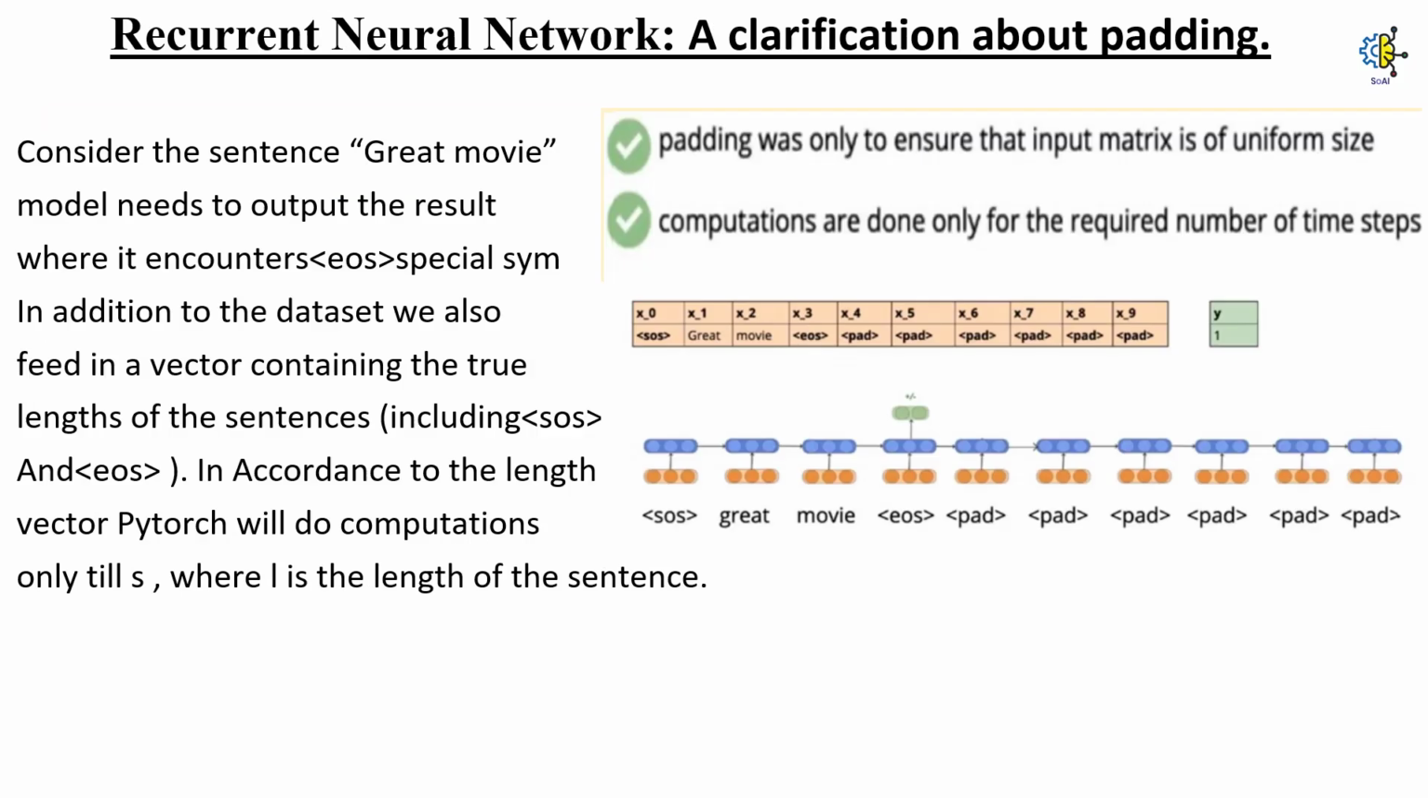A clarification about padding. Padding was only to ensure that the input matrix is of uniform size. Computations are done only for the required number of time steps. Consider the sentence "Great movie." Model needs to output the result where it encounters EOS, a special symbol. In addition to the dataset, we also feed in a vector containing the true lengths of the sentences, including SOS and EOS. In accordance with the length vector, PyTorch will do computations only till L, where L is the length of the sentence.